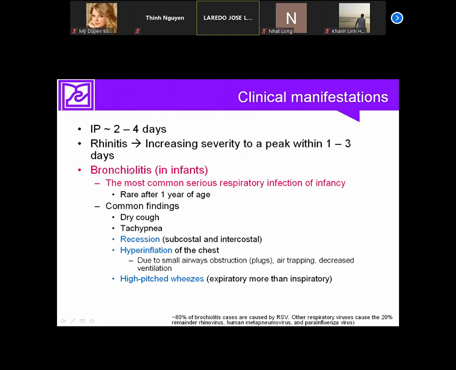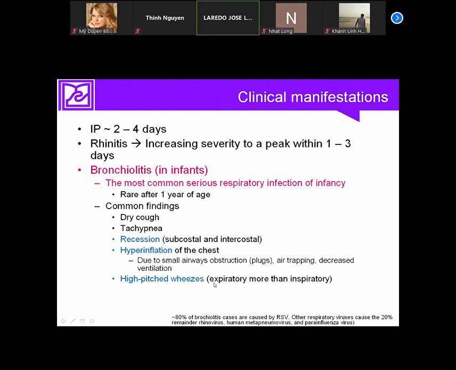Children with bronchiolitis have also cough, tachypnea, recession. This finding is common for all respiratory diseases where the airway is closed, recession. Hyperinflation of the chest. This is related with the plaques in the airway. And children with bronchiolitis also show wheezes, a sound when they are breathing, but mostly during expiration.